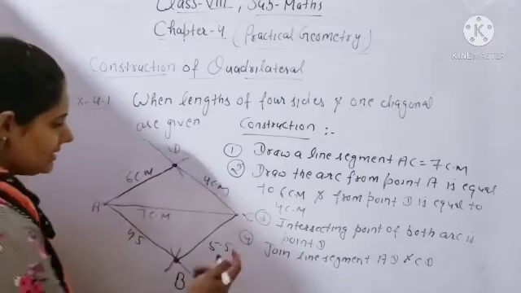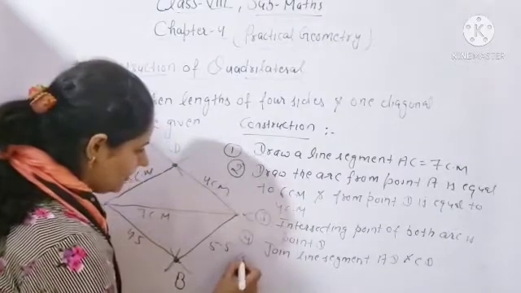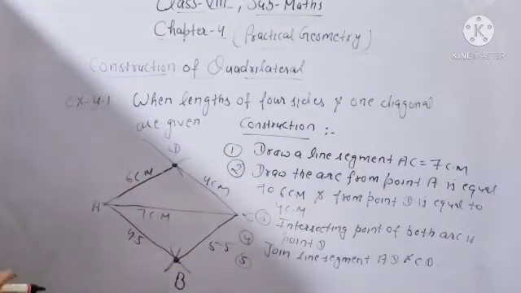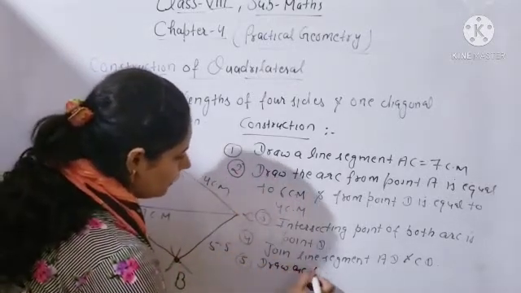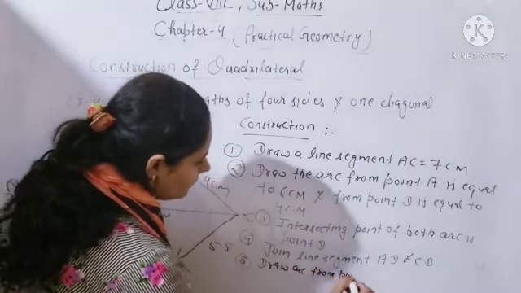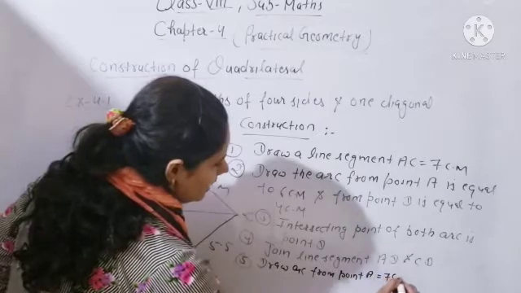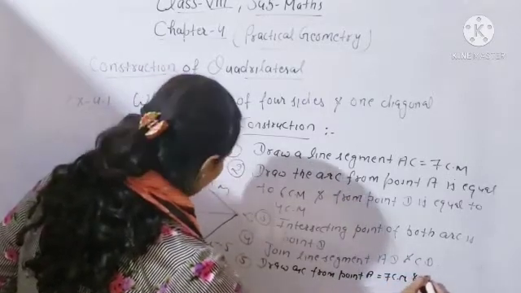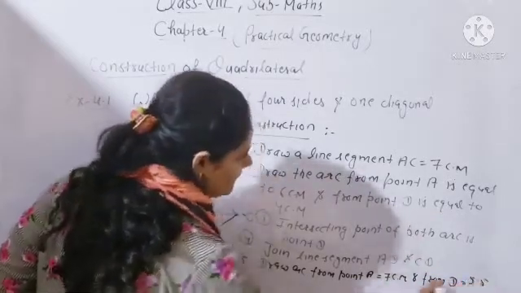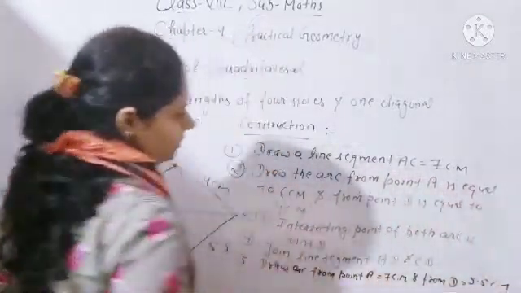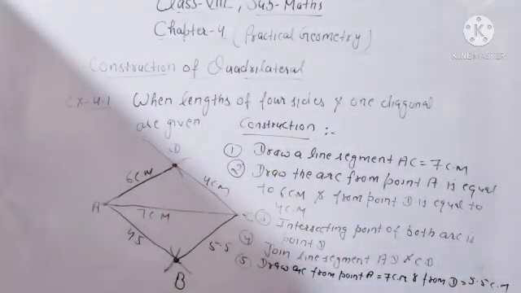Okay. So next step, point number 5. Draw the arc from point A. Draw an arc from point A 7 centimeter and from point D equal to 5.5 centimeter. Okay. Draw an arc from point A 7 centimeter and from D equal to 5.5 centimeter.